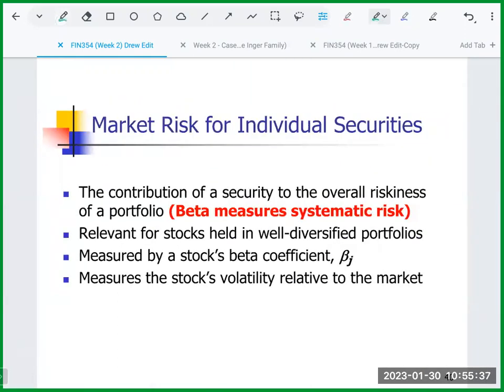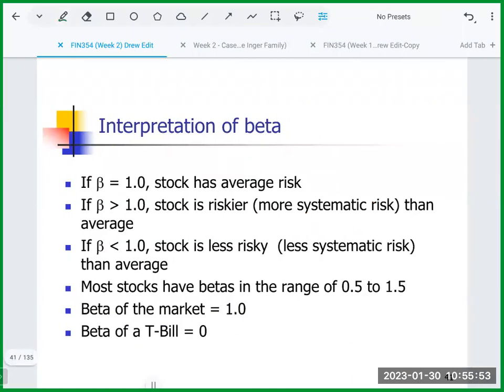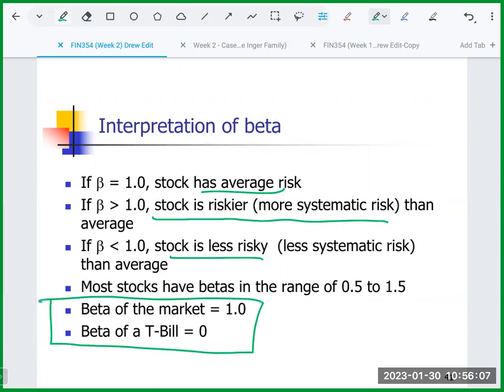Now, I'll formally mention that beta measures the systematic risk, and I hope you know what beta means. Beta measures the stock volatility relative to the market. What does this mean? This is one of the more important slides: if the beta is 1, it means average; more than 1 means the stock is more risky than the market; less than 1 is less risky. But what's important here is that the beta of the market is 1. Of course, they are always relative to the market, so if you're comparing the market risk with the market, obviously it is 1.